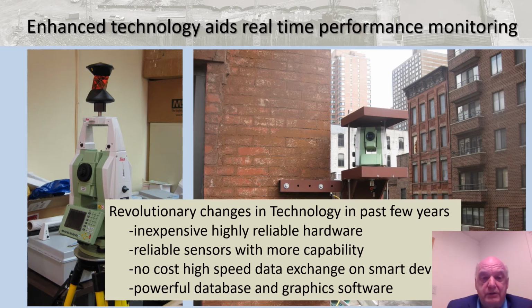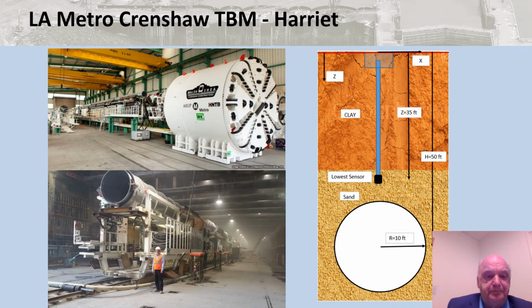So there are other things that make all this possible. And I think we've lost track of just how technology changes have brought us many benefits in the instrumentation monitoring world. We have inexpensive, highly reliable hardware these days. We have reliable sensors with a lot more capability. We have essentially no cost, high-speed data exchange on smart devices. And we have powerful database and graphic software that lets us track these large quantities of data that come in, reduce them quickly, get them into a graph, send them back out. So literally we can turn around and respond in minutes now, not days as years ago.